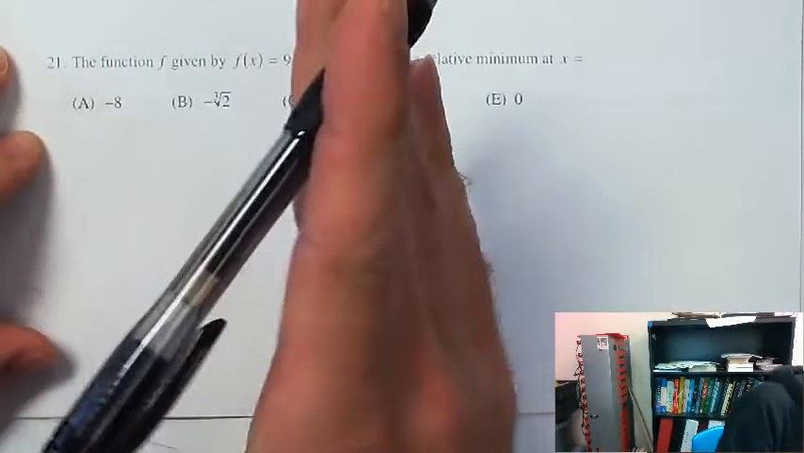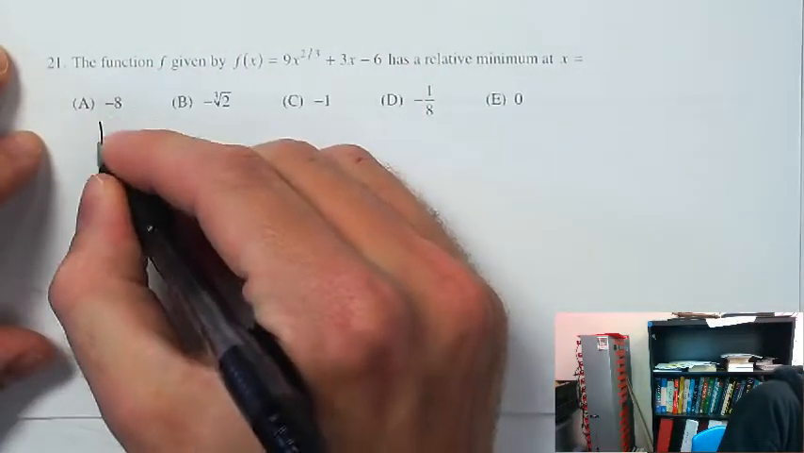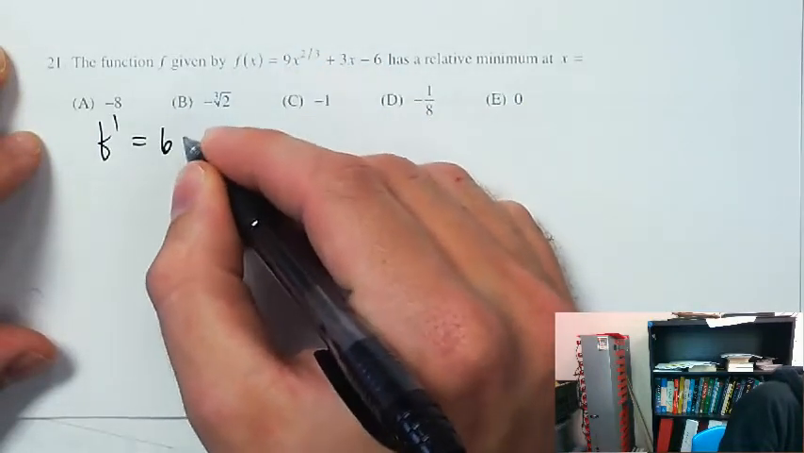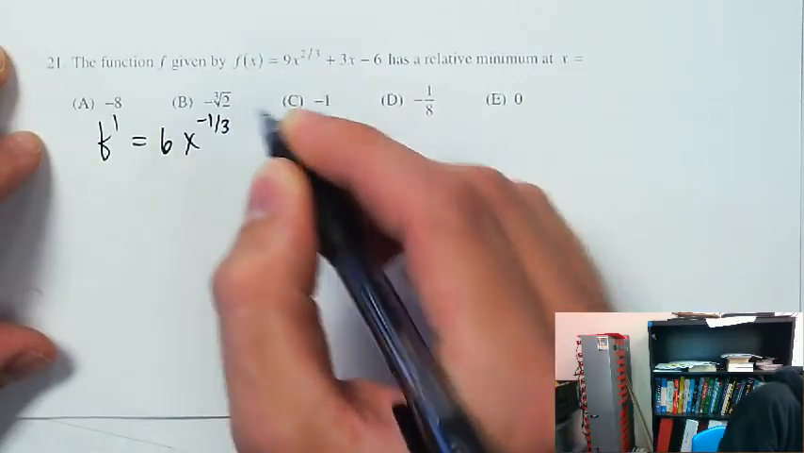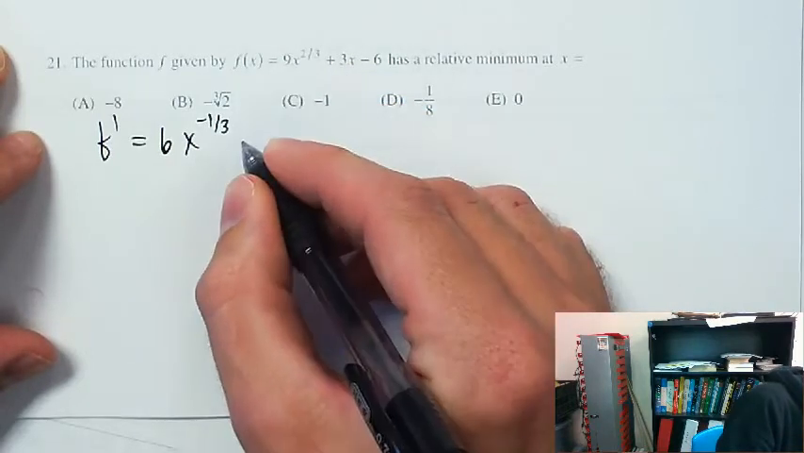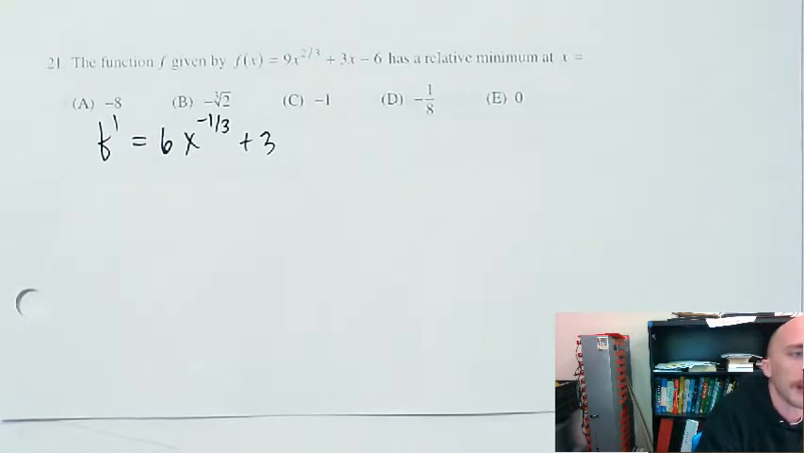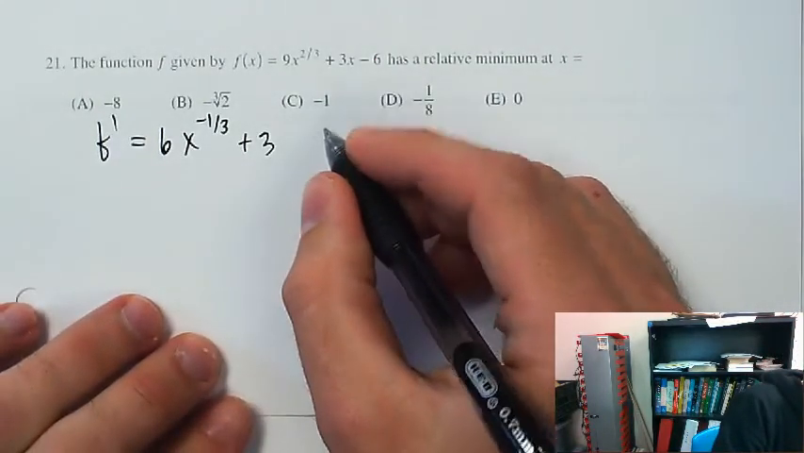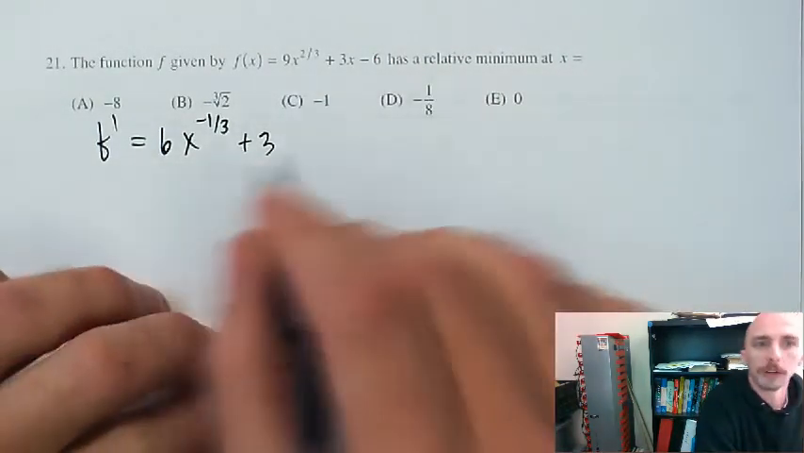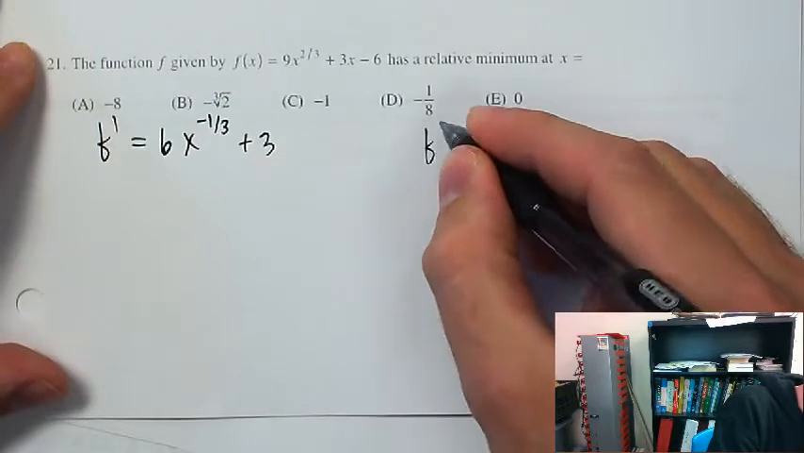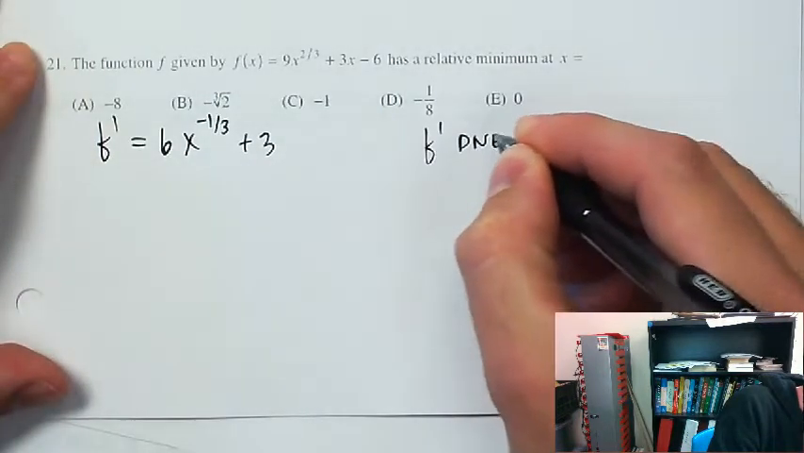So f prime is going to be equal to 2/3 of 9 is 6, x to the negative 1/3 plus 3. Okay. And I think that I might just write that. Actually, no, I'm just going to leave it right the way it is. And, okay, f prime fails to exist when x equals 0.